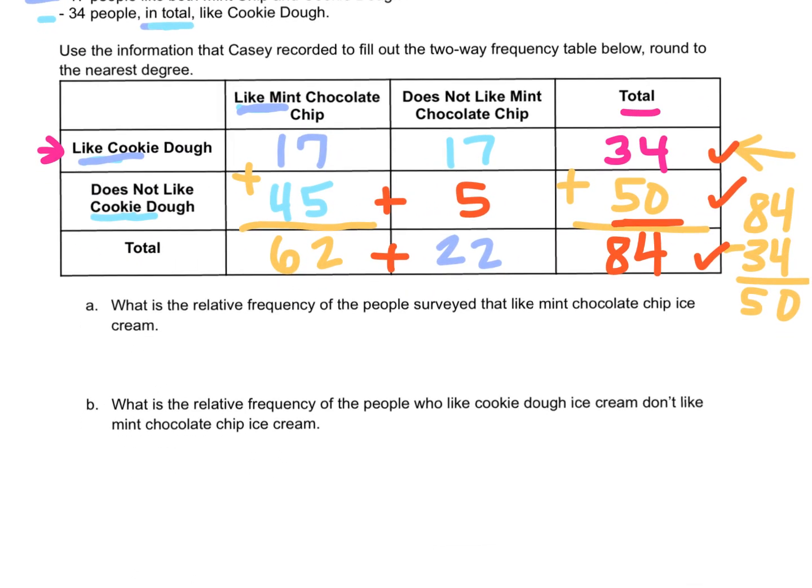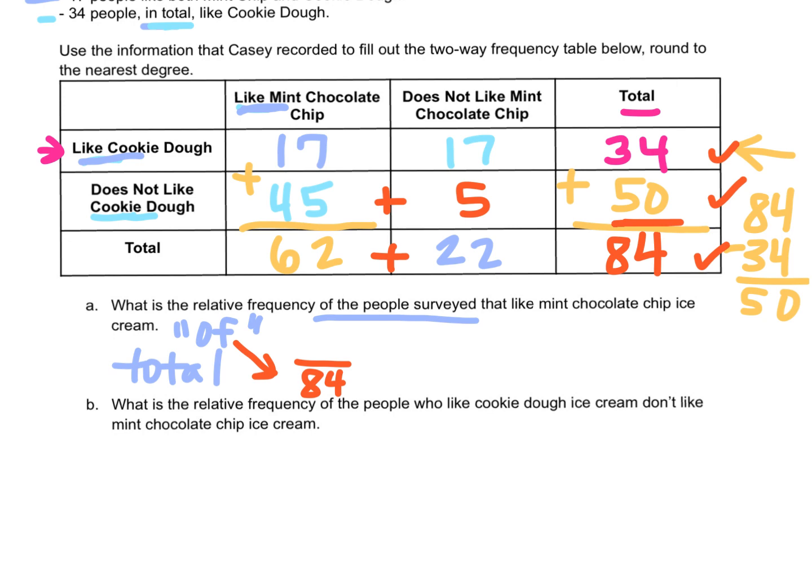Okay, so what is the relative frequency of people surveyed that like mint chocolate chip ice cream? So we want the relative frequency of the people surveyed that like mint chocolate chip ice cream. So the "of" gives us our total. Okay, so when you see the "of," that's going to be the bottom of our denominator. So it's of the people surveyed, and 84 in all were surveyed. So that's our total. So that "of" is our 84.